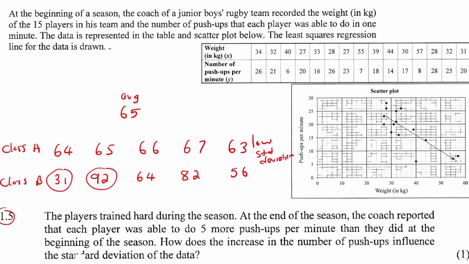31, then 92, 64, then 82. So the numbers are a lot more spread out from the average, even though the average is still 65. If you had to go add up the average here, you would see that it's 65. But here you would say that there's a very high standard deviation.